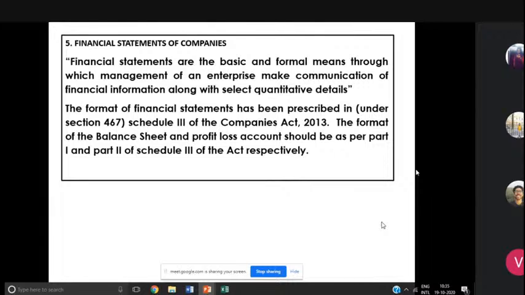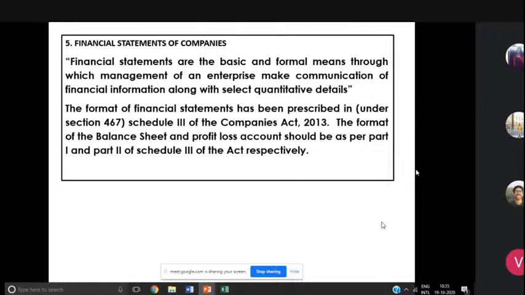What is the first MCQ? The format of financial statement is given in which section of the Companies Act? Section 467. Which schedule? Schedule 3. Which is the latest Companies Act which we have to follow? Companies Act 2013. I repeat, put 3 MCQs. One is on the Companies Act, which year? 2013. Next is about the schedule, Schedule 3. Next is about section 467 of the Indian Companies Act 2013, which gives the format of financial statement.